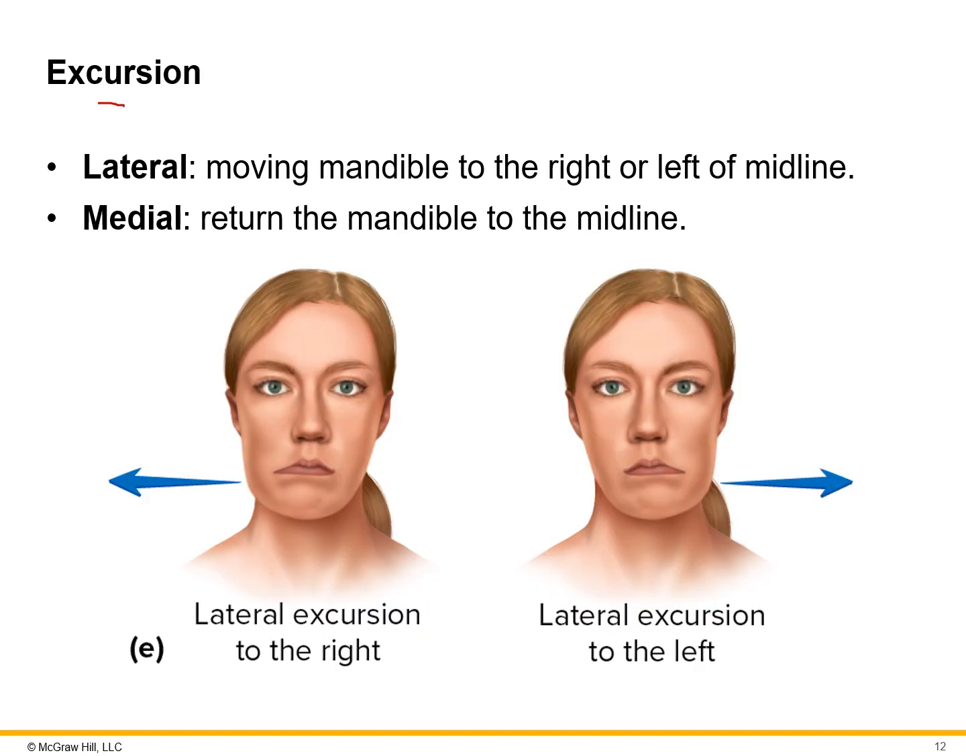Excursion here, so we have lateral and medial excursion. Lateral is moving the mandible, that's all we're talking about here with excursion. So it's like twisting your jaw a little bit. If you move the mandible to the right or left of the midline, then we have that lateral excursion. Medial would just be returning it to the midline. So here we have lateral excursion going to the right where we're pushing our jaw out, and then lateral excursion to the left.